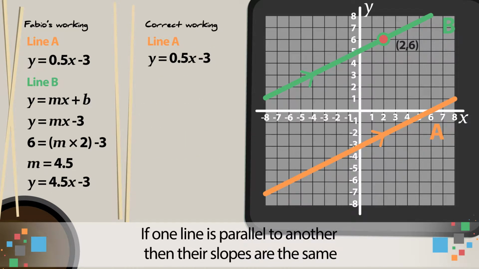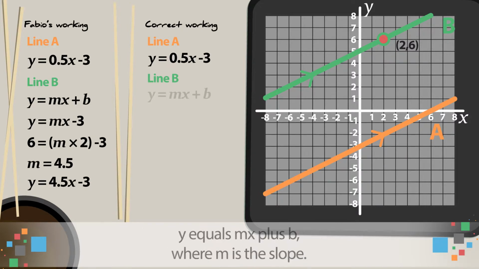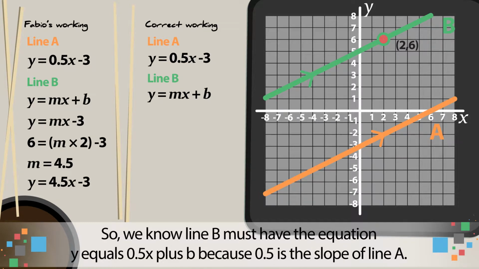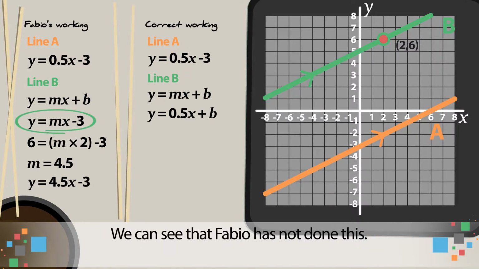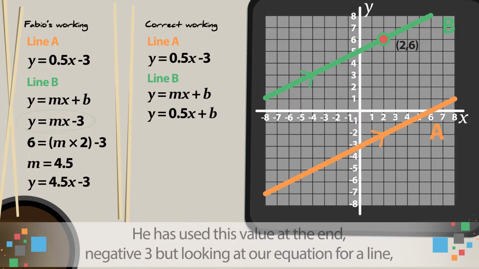If one line is parallel to another, then their slopes are the same, and it always helps for us to note down this equation for a straight line. Y equals mx plus b, where m is the slope. So we know line B must have the equation y equals 0.5x plus b, because 0.5 is the slope of line A. We can see that Fabio has not done this. In fact, he has made the common mistake of forgetting which part of the equation the slope is. He has used this value at the end, -3.